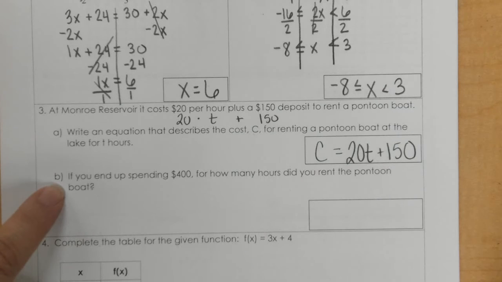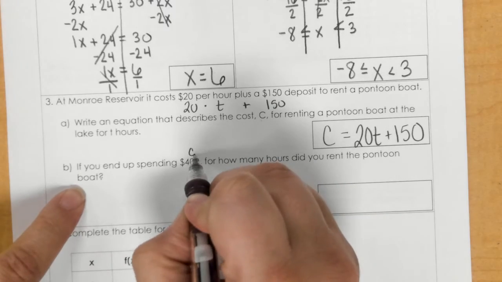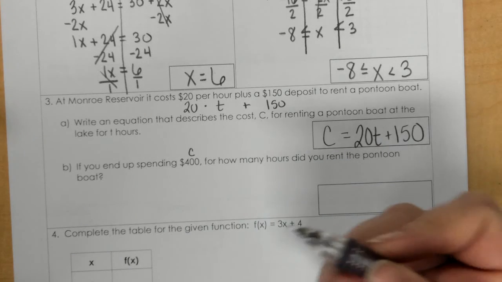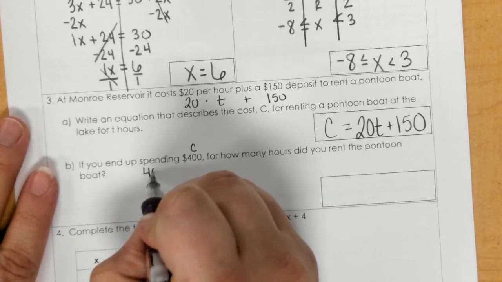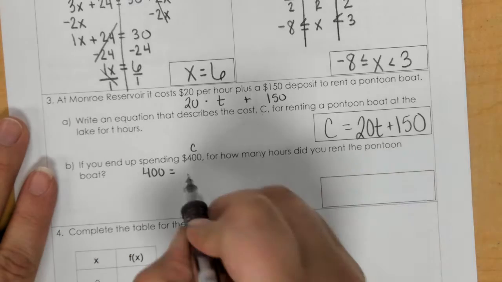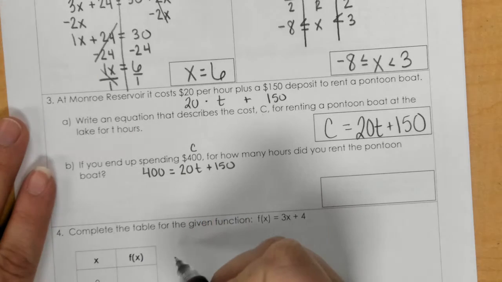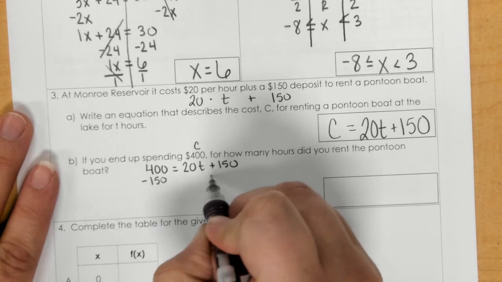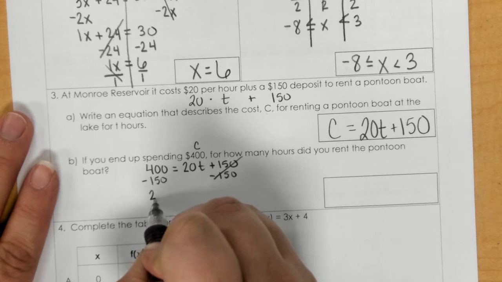Then it says, if you end up spending $400, for how many hours did you rent the pontoon boat? So the $400 represents your cost, how much it cost you to go onto the pontoon boat. And so I'm going to plug that in for this C. And then I have 20T plus the 150. So I'm going to go ahead and subtract the 150 from both sides. And this gives me 250.